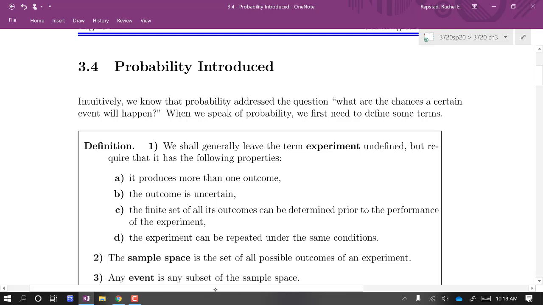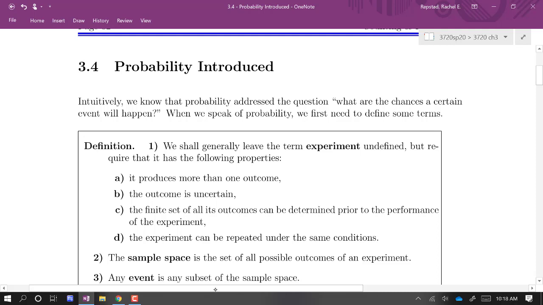And first, the term experiment is generally left undefined, except that it has to satisfy the following conditions. It's something that has to produce more than one outcome. More than one thing has to be possible. The outcome is uncertain. We don't know what's going to happen. The finite set of all of its outcomes can be determined prior to the performance of the experiment.